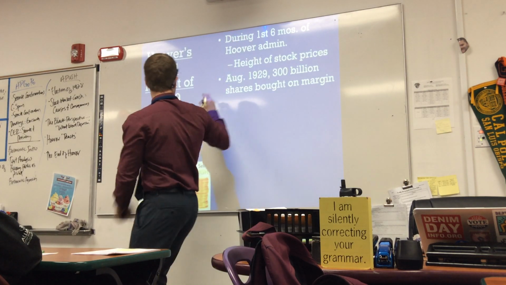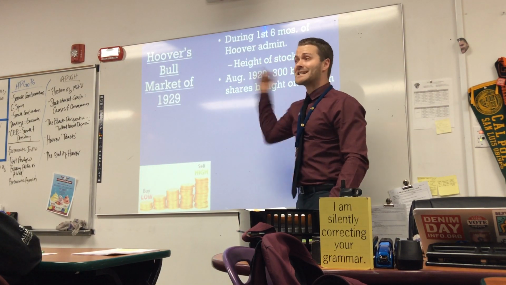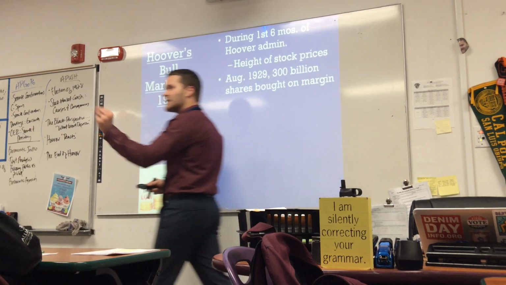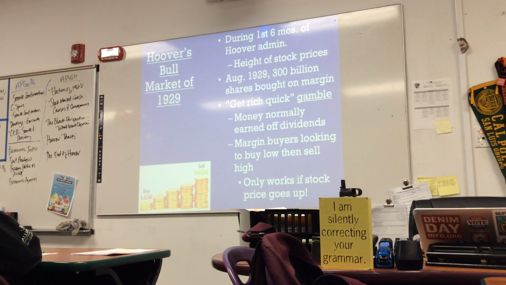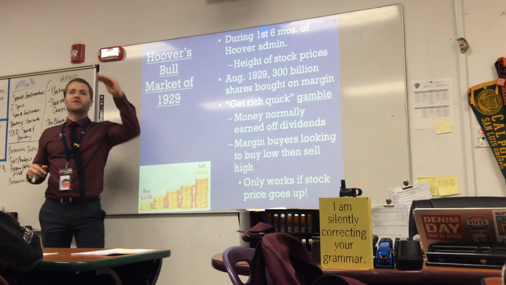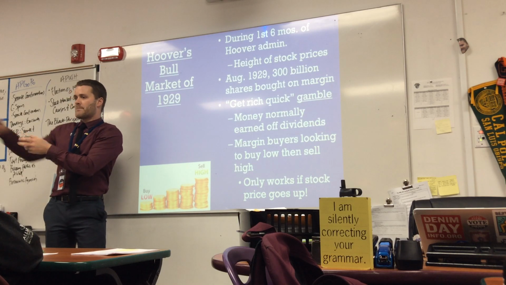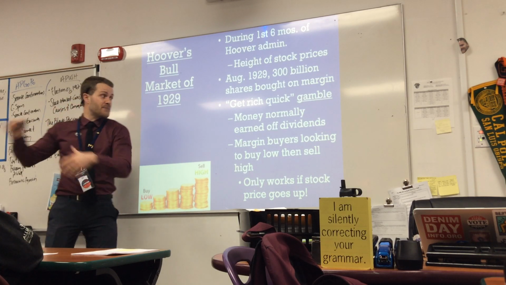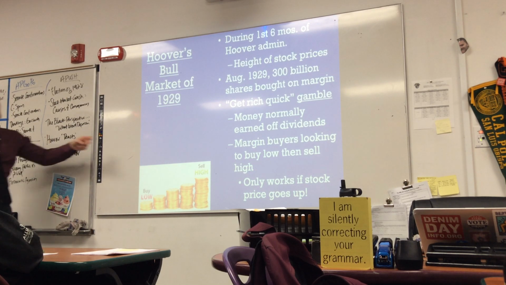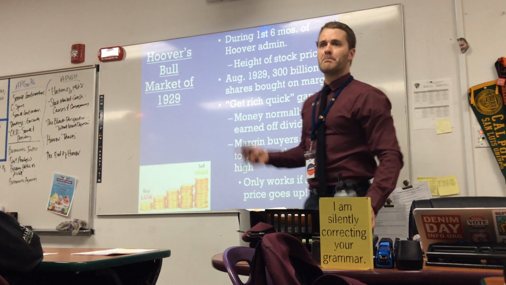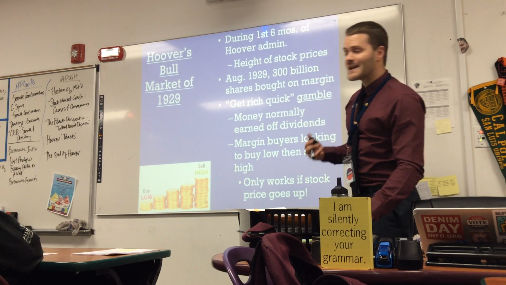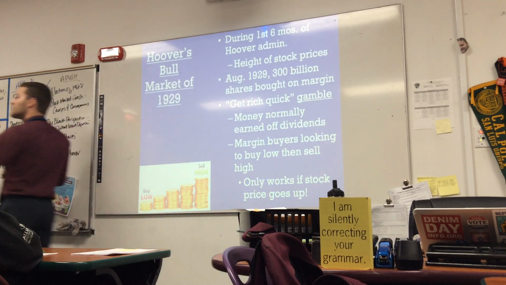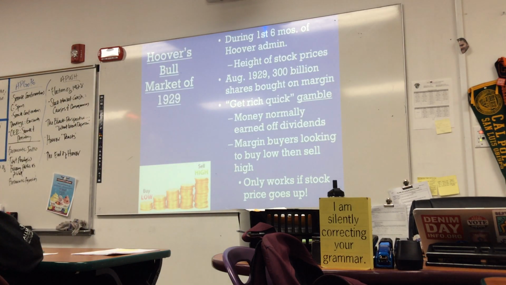So 300 billion shares just in August of 1929, just in that month, 300 billion different percentages of companies are being bought and not being paid for, bought on margin. It's a get-rich-quick gamble. The money is earned off of dividends. So as the price of the stock goes up, you can get paid a percentage of that, and then we can pay everything back, and it's good to go. The whole point of these margin buyers, who don't have cash, is to buy low, watch the stock go up, then sell high and move on. This process, though, only works if the stock markets continue to increase.